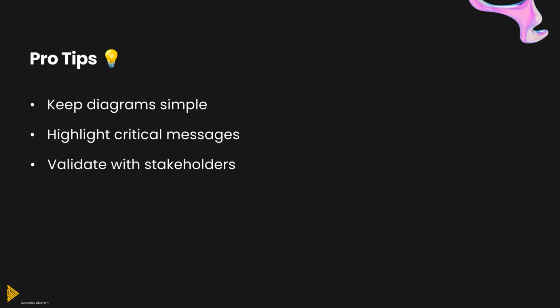A few pro tips. Keep diagrams simple so they're easy to follow. Highlight critical messages that could cause issues if missed. And always validate your sequence diagrams with stakeholders to ensure nothing has been overlooked.